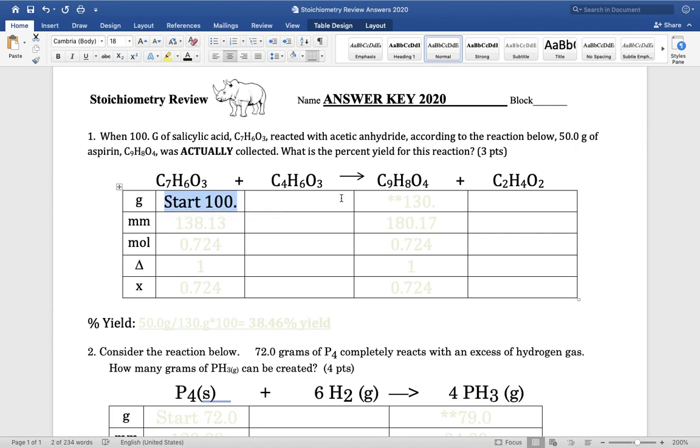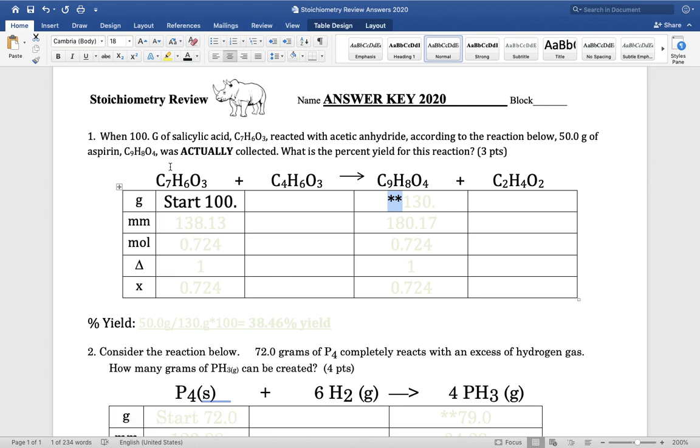And then we know how much aspirin was actually collected, 50 grams, but we can't use 50.0 grams in this table because that's the actual yield. We need to use stoichiometry to find the theoretical yield. So that means our finish line is right there in that box for the aspirin. So we just do normal stoichiometry.